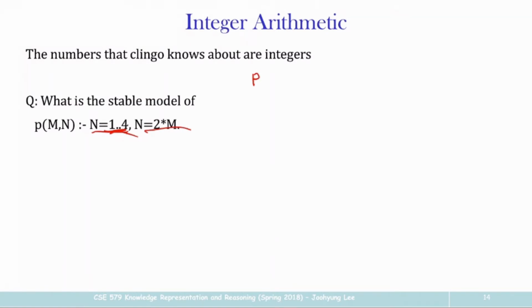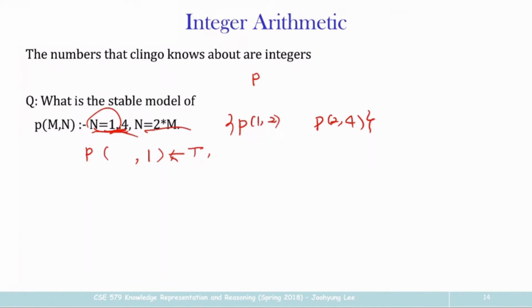So what is the stable model here? P1 to P2. Is it true? So the answer is P1,2 and P2,4. This is the only stable model that the program will have. Let's check it. We can try to generate the rules. So n goes from 1 to 4. Let's say n equals 1. Then this becomes top, right?